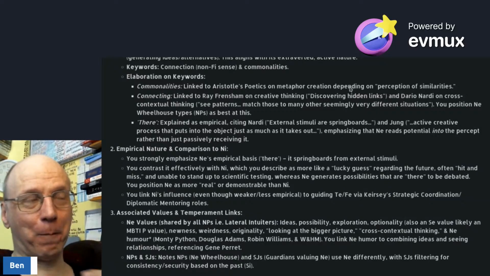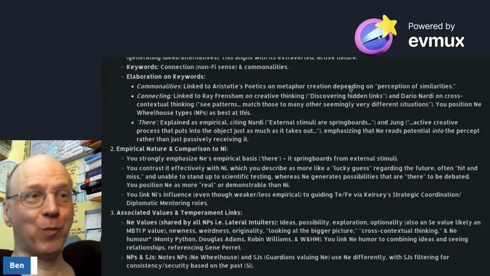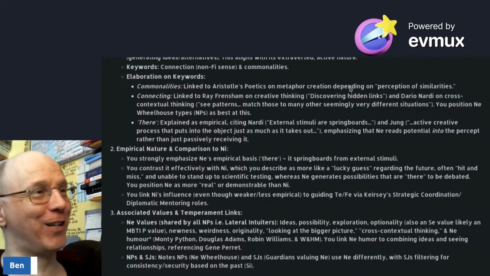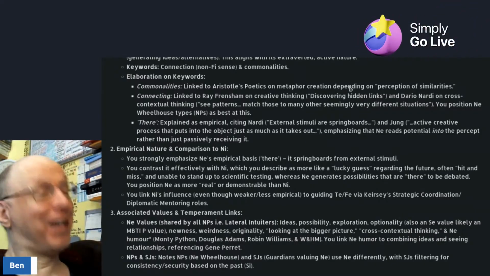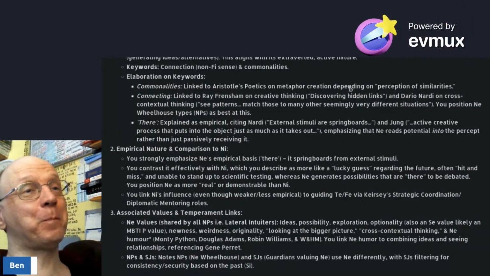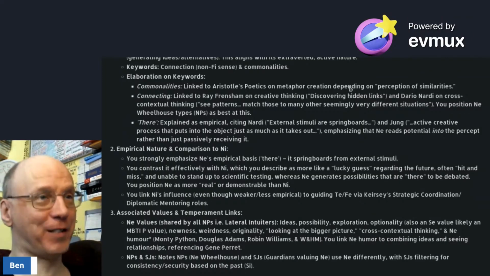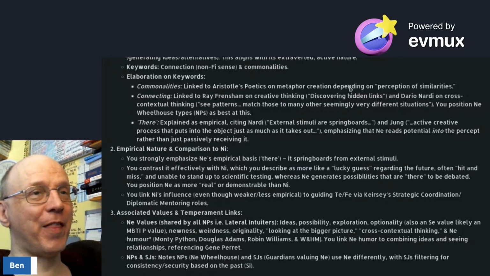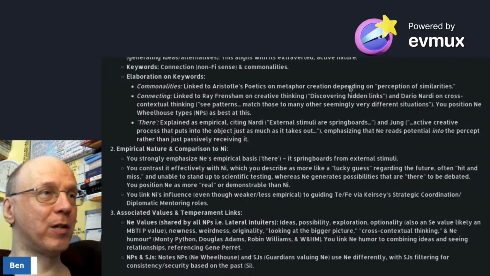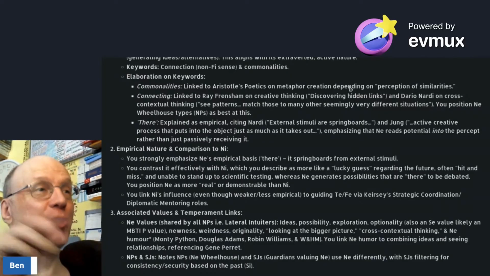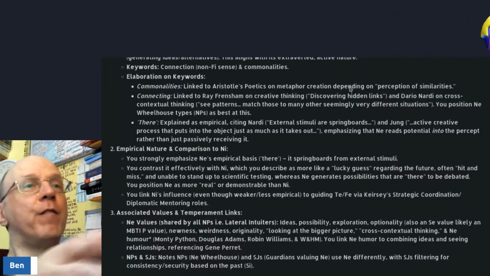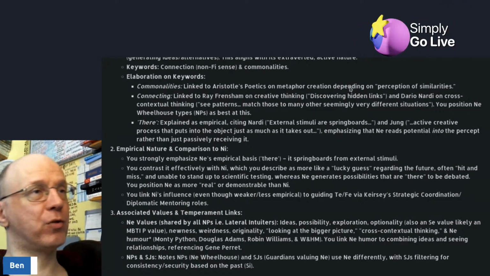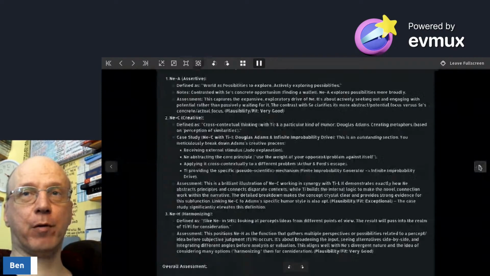Because the only way you can prove it with this intuition of development is to actually hold all these INFJs and INTJs, and it's like, right, let's test your NI. Give me some predictions. Let's see how good you are. Lottery numbers. Give me the predictions. And they're like, oh, it doesn't work like that. We need a way to see that NI is a thing. Often hit and miss, unable to stand up to scientific testing. Whereas NE generates possibilities that are there to be debated. Your position, NE, is more real or demonstrable than NI. I'll actually show it in a moment. You link NI's influence, even though weaker and less empirical, to guidance in TEFE via Kersey's strategic coordination and diplomatic mentoring roles. Okay, so I'm just going to do the bit about NE being empirical.